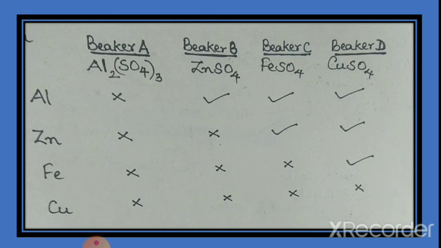Now let us consider the fourth set of reactions carried out using copper metal and all the 4 solutions. Reaction does not occur in all the 4 beakers, which shows that among the metals aluminium, zinc, iron and copper, copper is the least reactive metal.